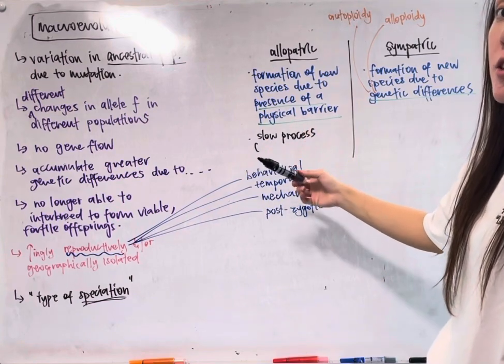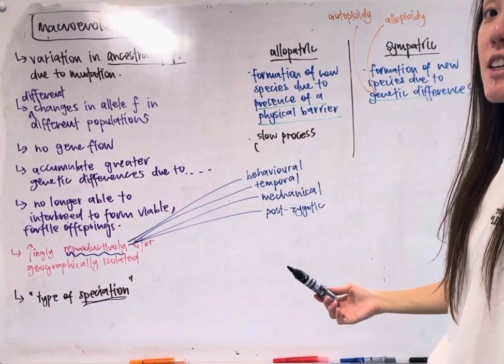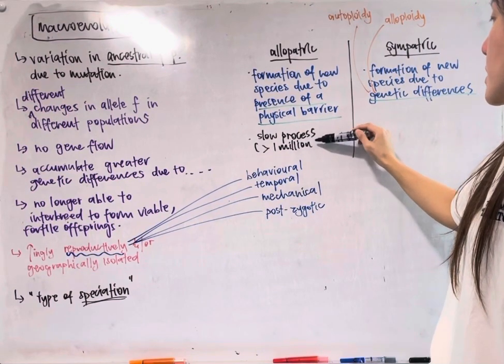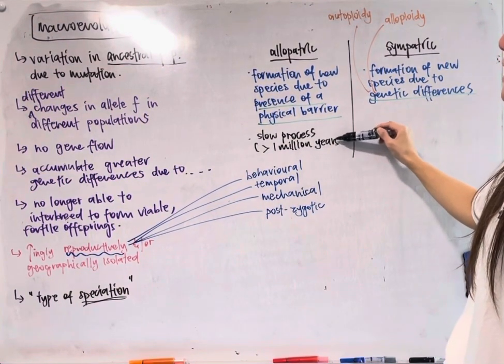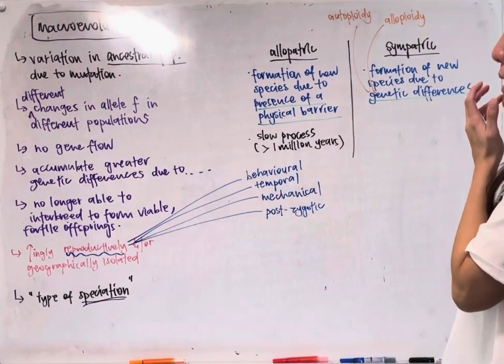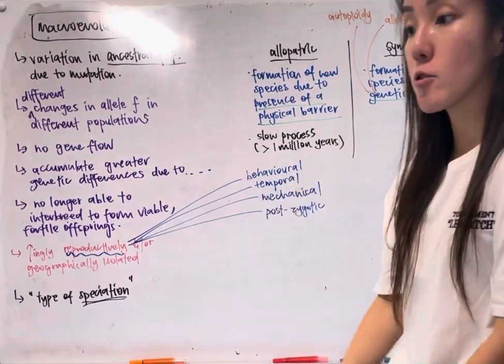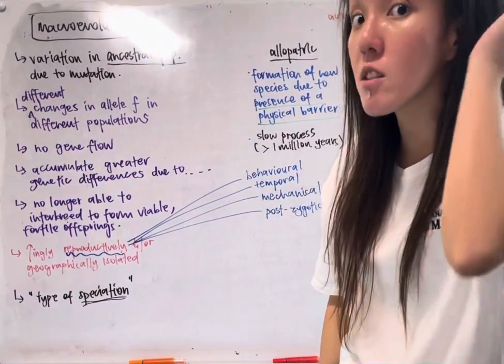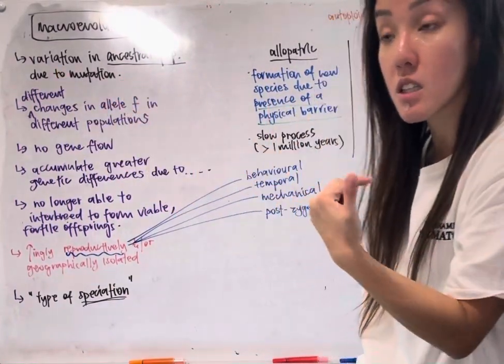Because of speciation, now you form new species. It takes millions of years. The idea is that if this physical barrier is removed and the two populations are not able to interbreed, at most they form subspecies, but not new species. Please take note, a subspecies is still within the same species.